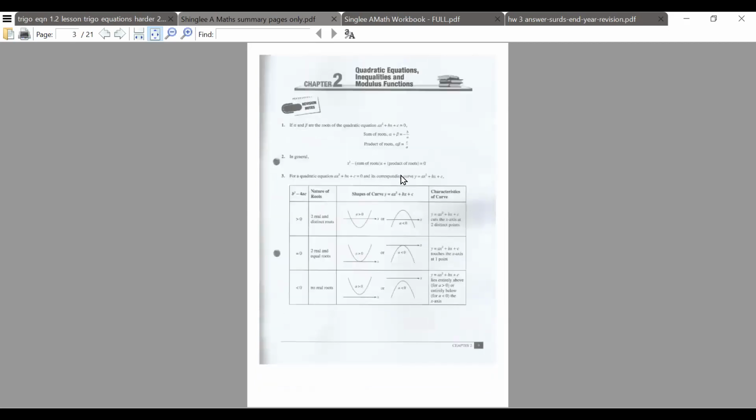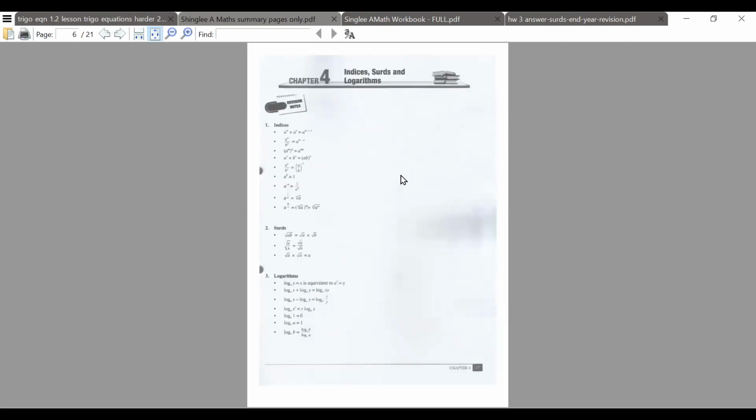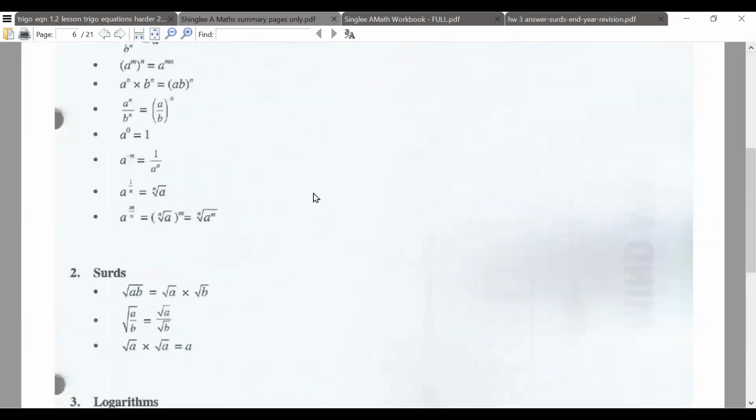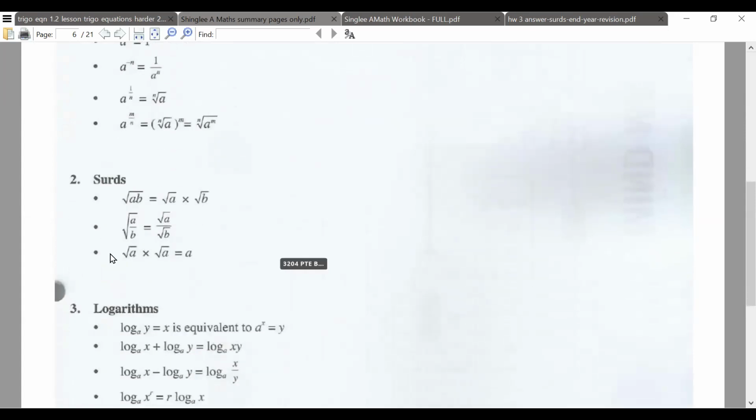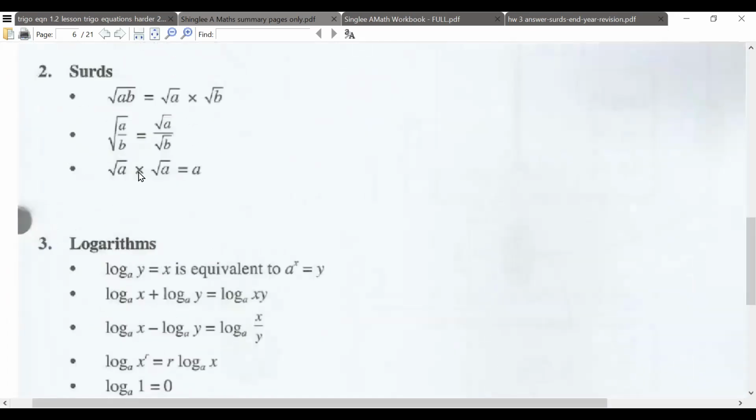In a triangle, you get the exact length. Yes, you need to involve square roots when you use Pythagoras theorem. Lots of square roots. Okay, and then square root a times square root a is equal to a. Yeah, that one is okay.